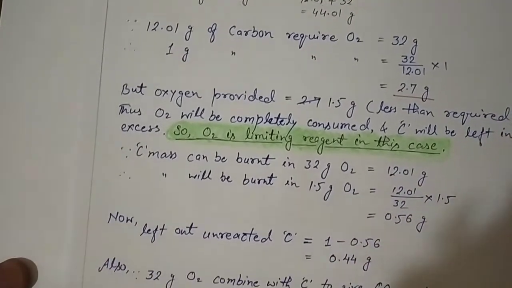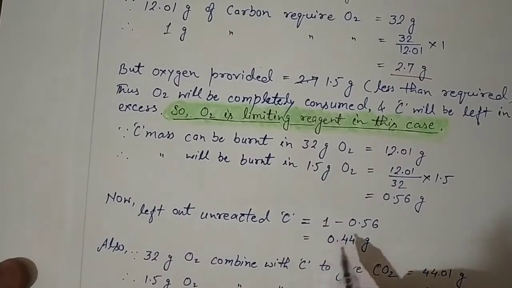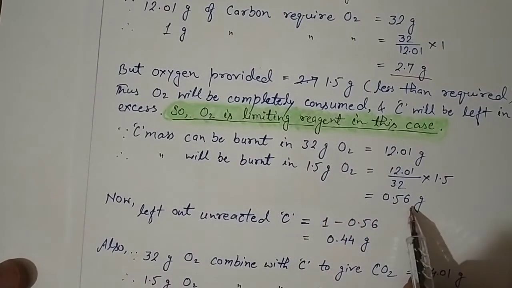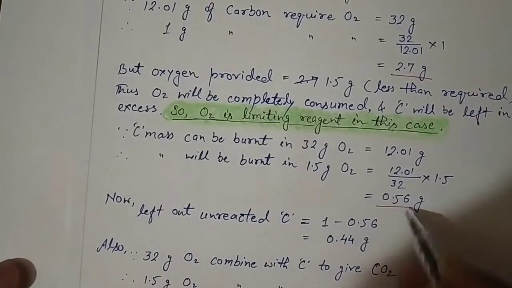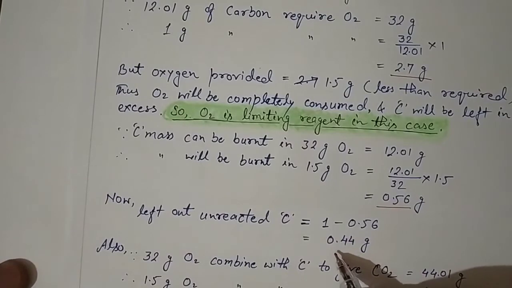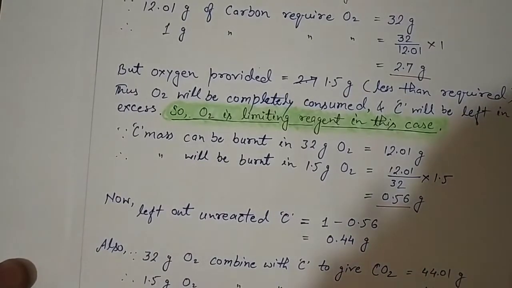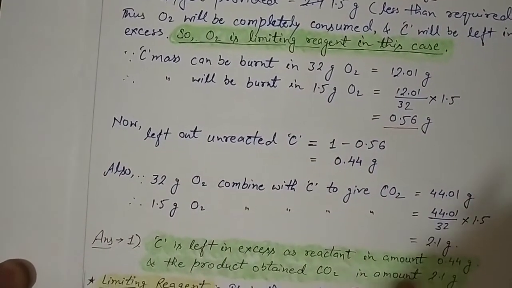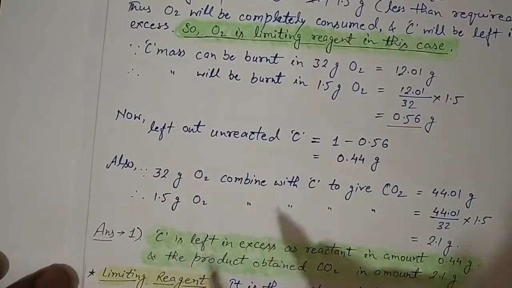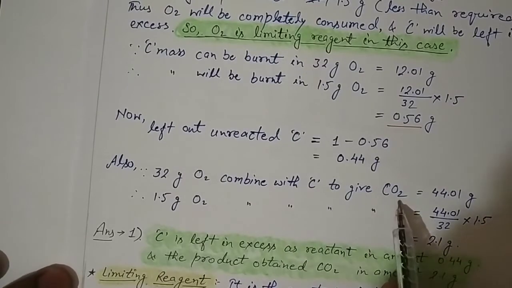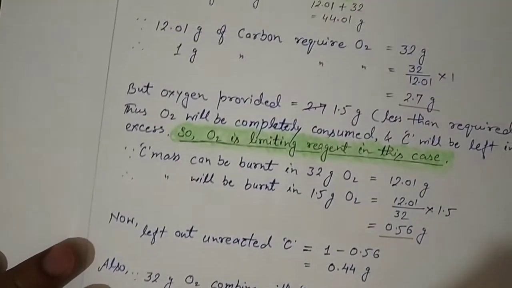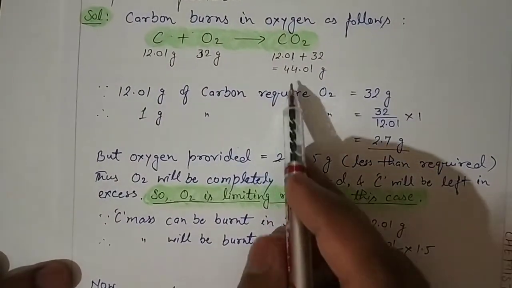So the left out carbon which is unreacted will be, because we have only 1 gram of carbon and this much carbon, 0.56, will be burnt, so how much is left? 1 minus 0.56 is equal to 0.44 gram. Also, for the products formed, 32 gram of oxygen combines with carbon to give carbon dioxide, that is 44.01 gram, that we have already calculated in our reaction here.